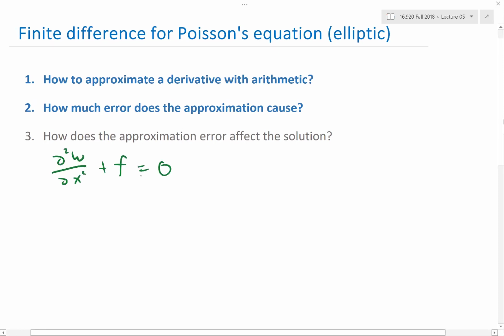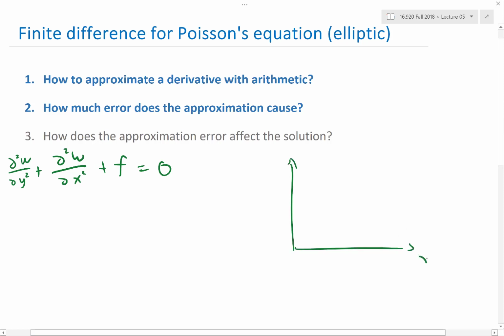Okay, so for Poisson's equation, we are looking at the second derivative plus f is equal to 0. If you want to introduce also a second derivative in y, it's basically the same analysis, right? So you can do it also. Well, let's actually do a little bit more complete analysis here. Let's actually make x and y derivatives.